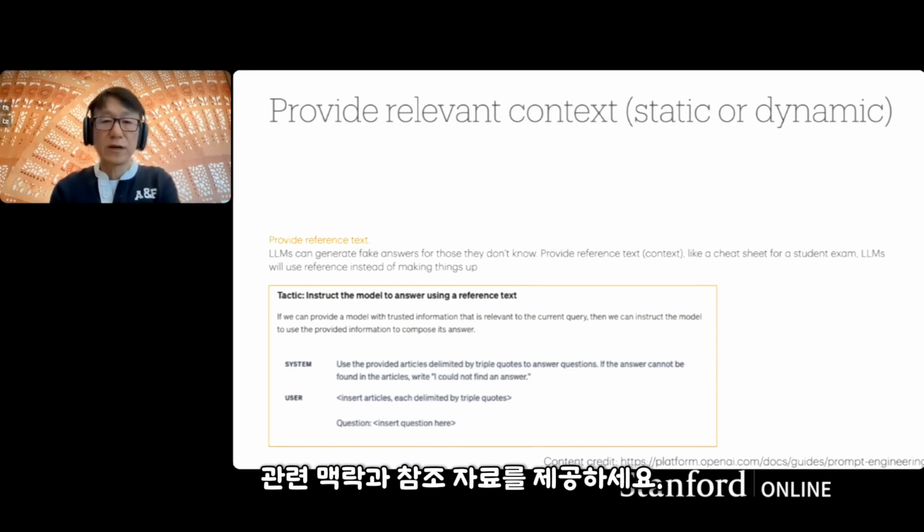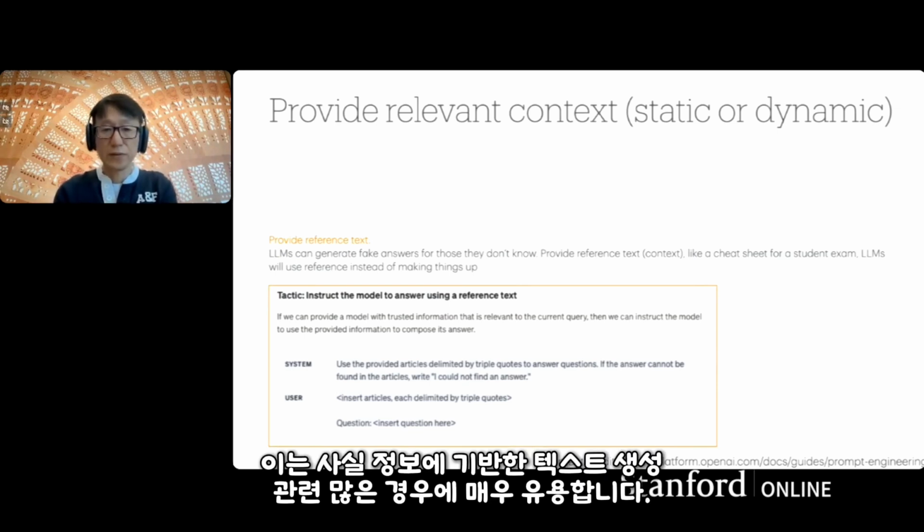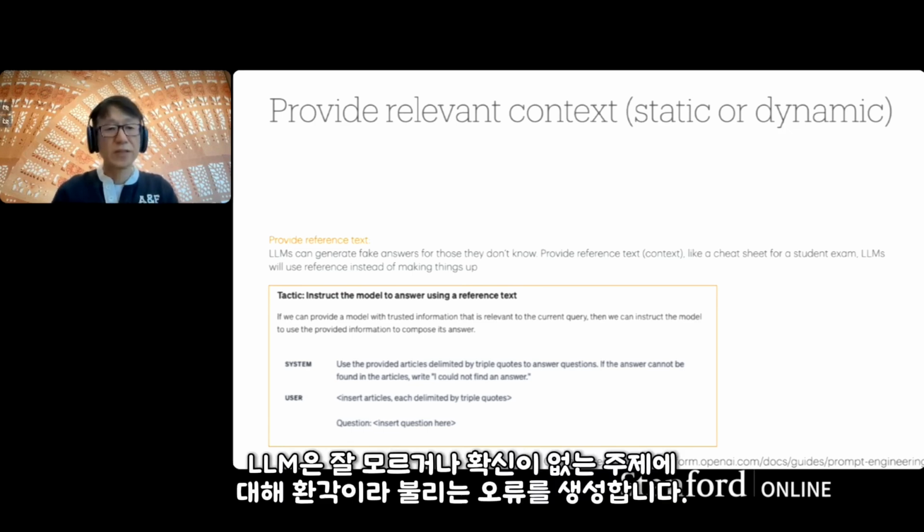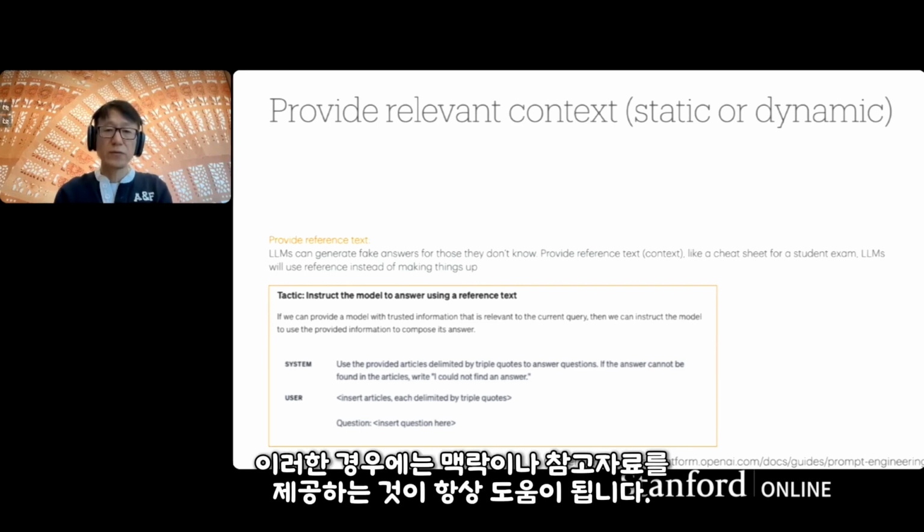So, provide relevant context and references. This is really helpful for many of the cases that are related to generating text based on some factual information. An LLM can easily generate some incorrect output, also known as a hallucination, for those topics that it doesn't know or is not too confident about. So for those types of cases, providing context or references would always be helpful.